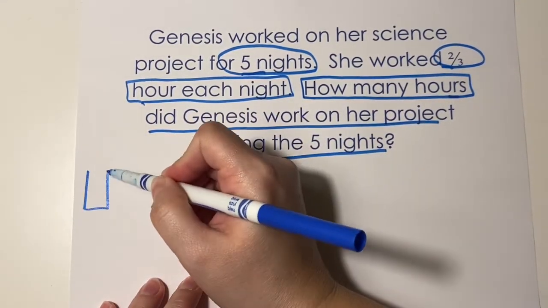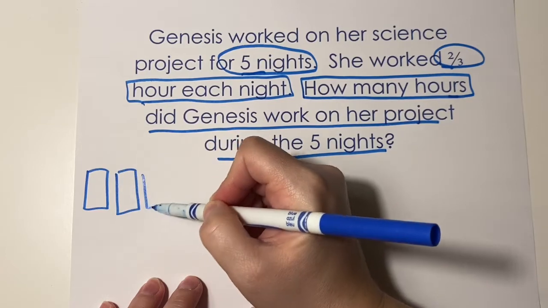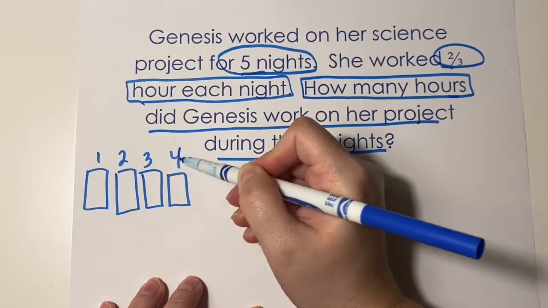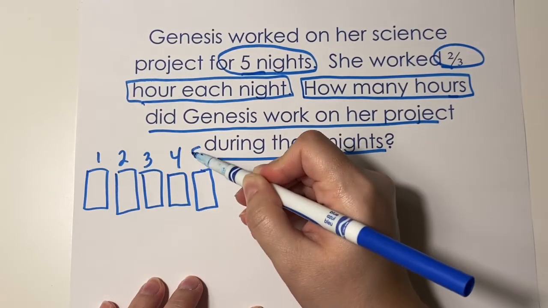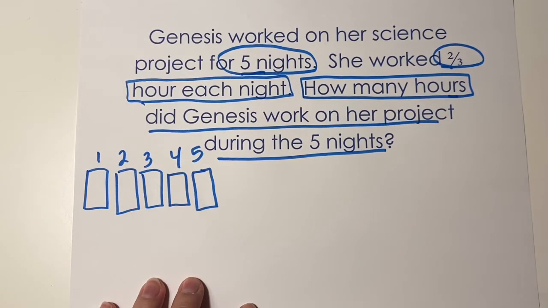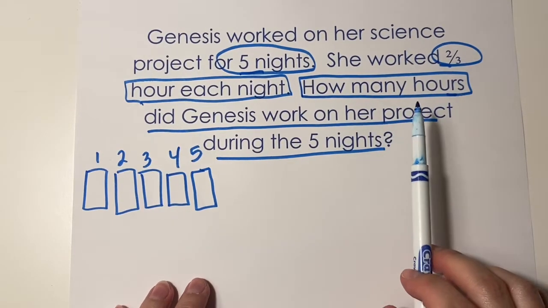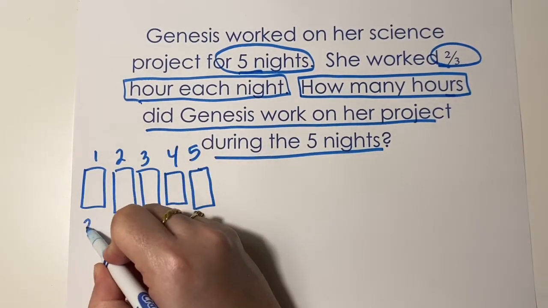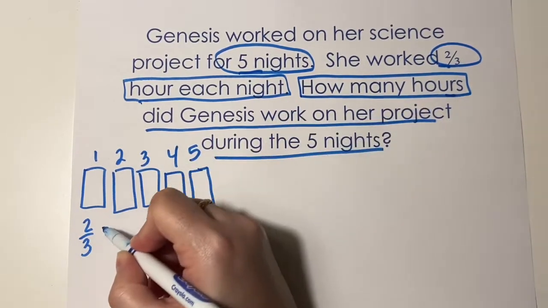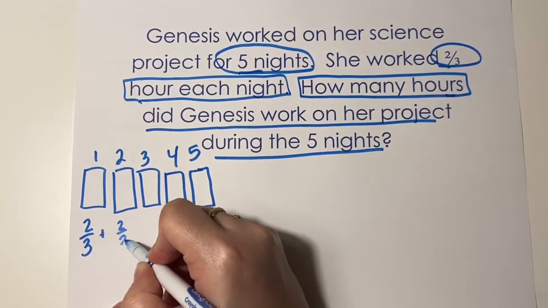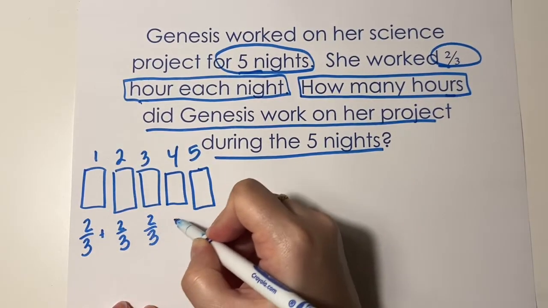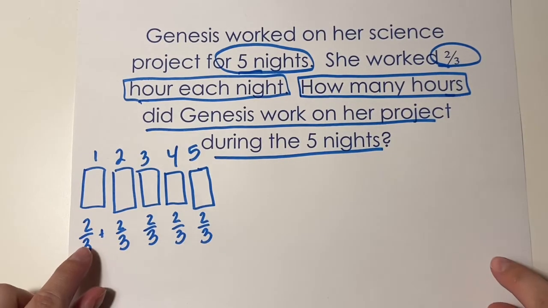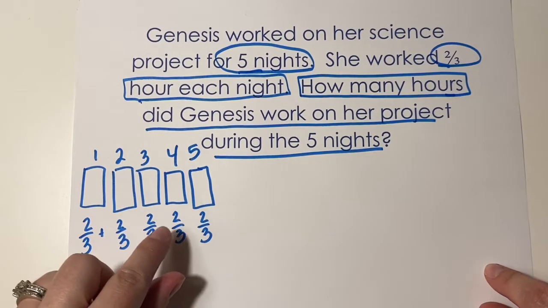So here's 1, 2, 3, 4, 5. Now pretend those are equal. So 5 nights. And we know she said she worked 2/3 an hour each night. So on this night, she worked for 2/3. The next night, 2/3. The next night, 2/3. And the next, and the next. So we see 2/3, 2/3, 2/3, 2/3, 2/3.